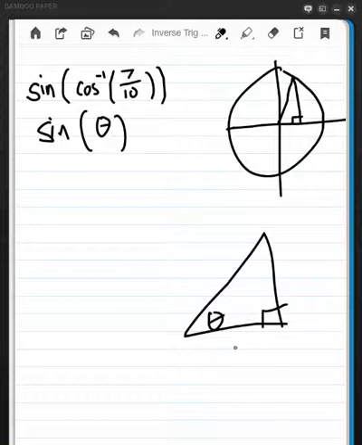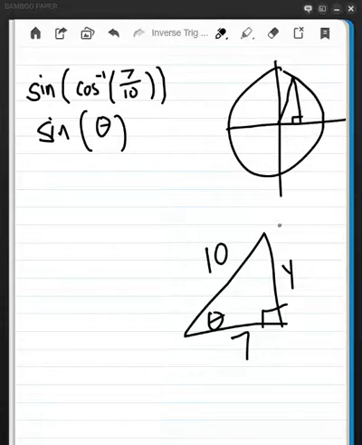Well, let's set up some stuff that we know. If we take the cosine of an angle, we end up getting the adjacent over the hypotenuse. So because the inverse cosine of 7/10 is this angle, the cosine of this angle has to be 7 adjacent over 10 hypotenuse. We're missing this side over here, which is equivalent to the y value of this coordinate.